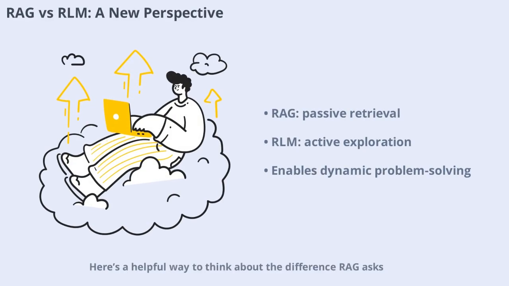Here's a helpful way to think about the difference. RAG asks, "What's in the document?" while RLM asks, "What can I make the document do?" With RLMs, the model isn't just searching for information. It's actively manipulating and exploring the data. This opens up new possibilities for complex reasoning, computation, and dynamic problem-solving that go far beyond what traditional retrieval methods can offer. The model becomes an agent, not just a reader.